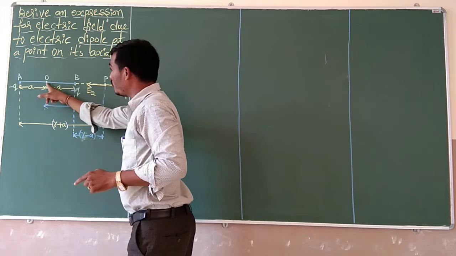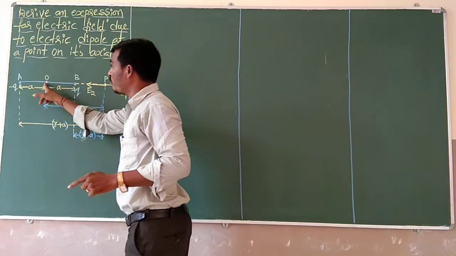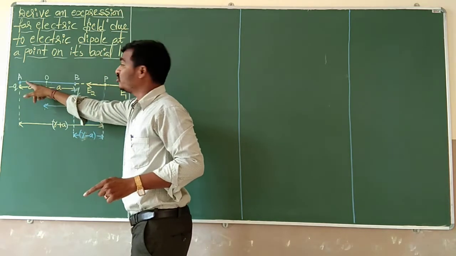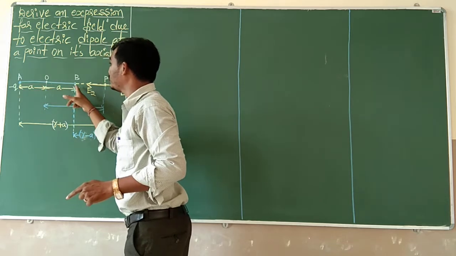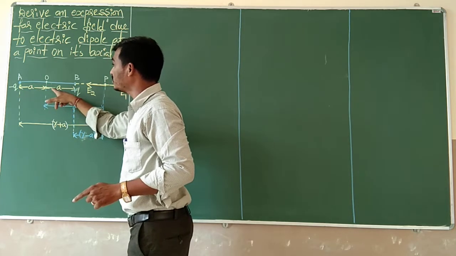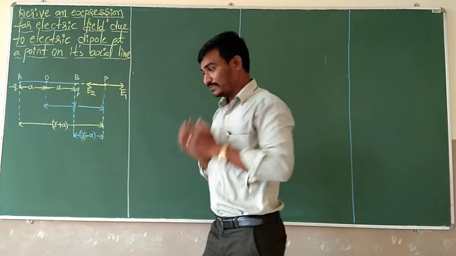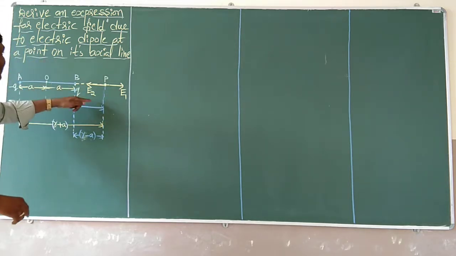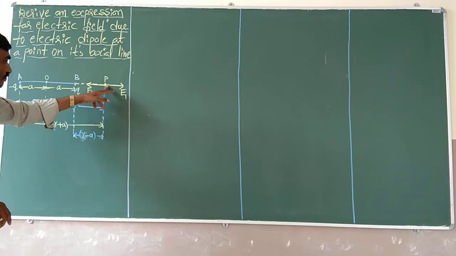So here from O to plus q, the distance is what? a. O to minus q, the distance is what? a. The total distance between the two opposite kinds of charges here we consider is 2a, that is an electric dipole. Okay. Then here we are going to find out the electric field due to the electric dipole at a point P.